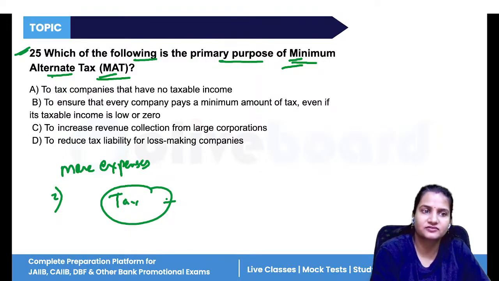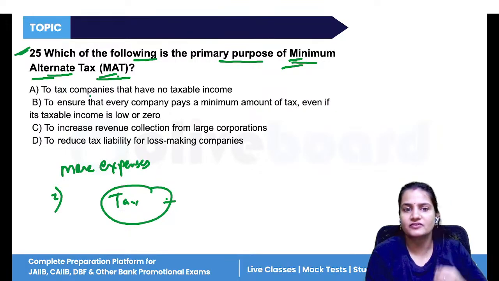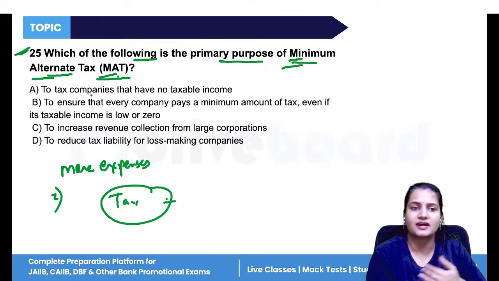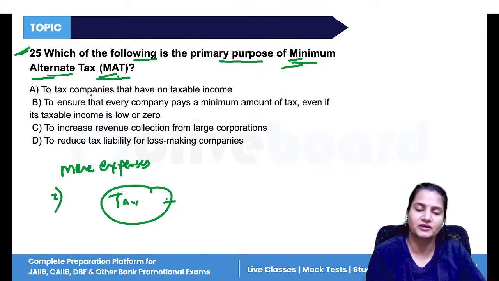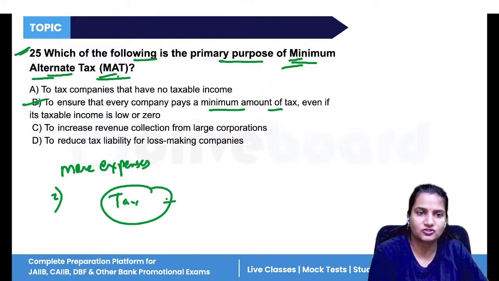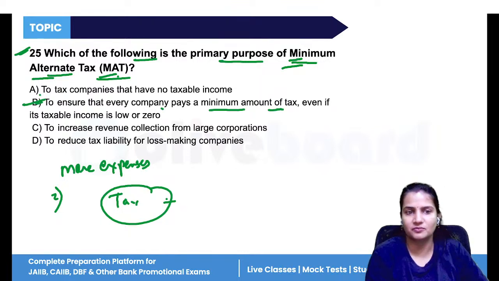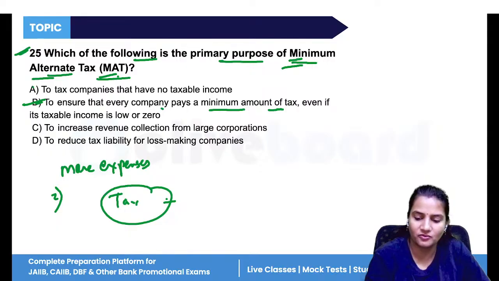So the government has introduced MAT, minimum alternate tax, which means every company has to pay a minimum amount of tax even if their taxable income is low or zero. Later on the tax will be refunded to them, but right now they have to pay a minimum amount of tax to ensure that every company pays a minimum amount of tax. So that is minimum alternate tax.